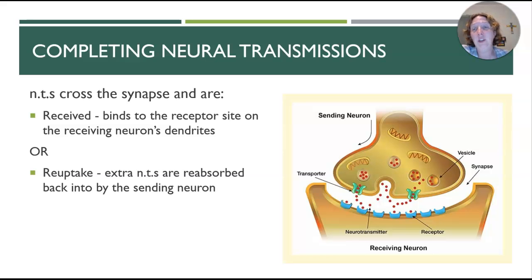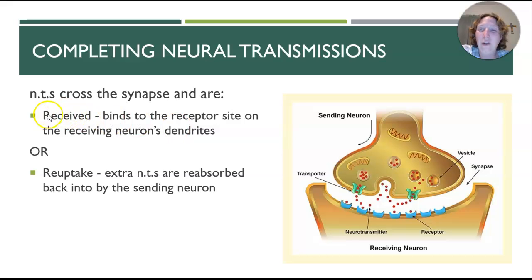If the neurotransmitters cross that synapse, they are either received on the receptor sites or go through reuptake. Each receptor site can only hold, let's just say, one chemical. I'm not sure that's entirely true, but think of it like a parking space where each neurotransmitter has to find a receptor site, or a parking spot.